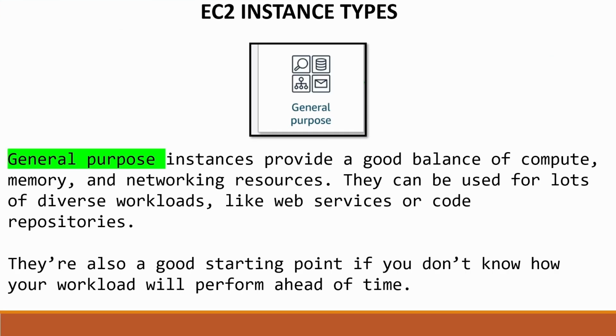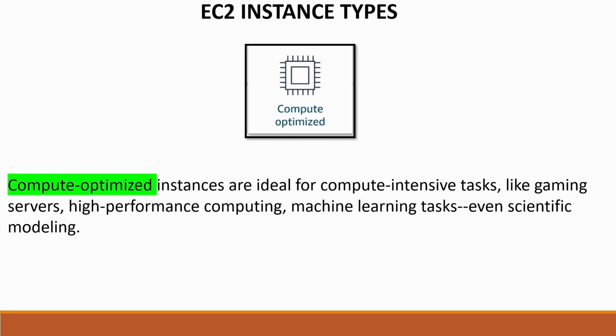The general purpose instances provide a good balance of compute, memory, and networking resources. They can be used for lots of diverse workloads like web services or code repositories. They are also a good starting point if you don't know how your workload will perform ahead of time. Compute optimized instances are ideal for compute intensive tasks like gaming servers, high performance computing, machine learning tasks, even scientific modeling.